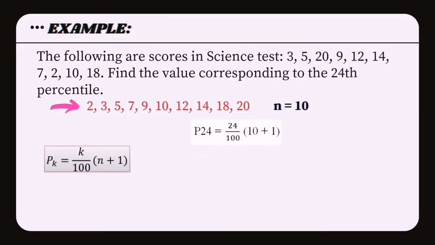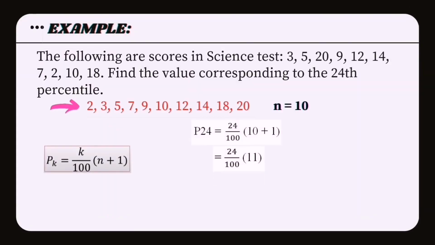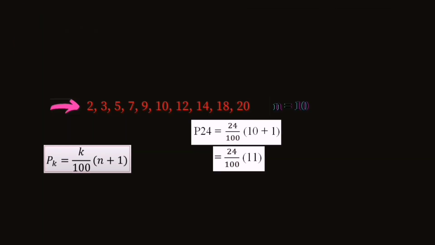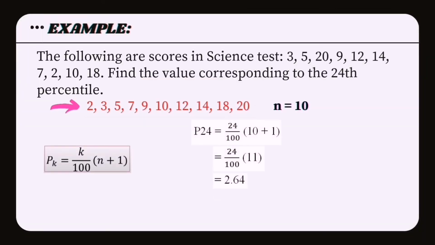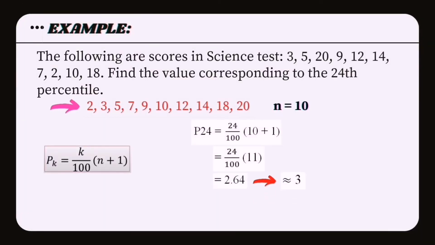Next, substitute lang natin yung mga hinihinging value. So dahil ang hinahanap ay ang 24th percentile, ang value ni k ay 24, and then ang n natin is equal to 10. That's why we have to solve 24 over 100 times 10 plus 1. So 10 plus 1 is equal to 11. Now, let's multiply 24 over 100 times 11. And the answer is 2.64. The equivalent of 2.64 is equal to 3.